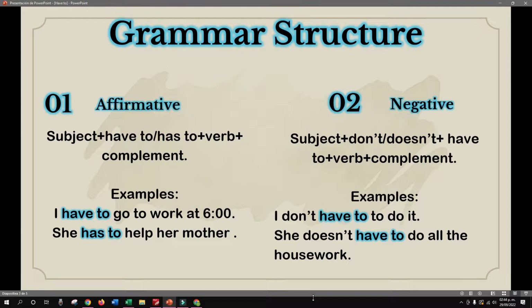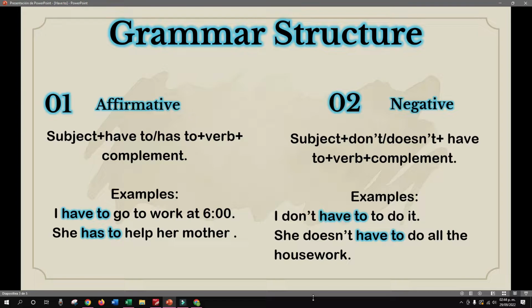We're going to write down the verb in the base form. In this case, the modal verb will be have to. Then you're going to write down the main verb, do, and the complement. Yes? Si ustedes se fijan en la segunda oración, vean, estamos utilizando el auxiliar doesn't.